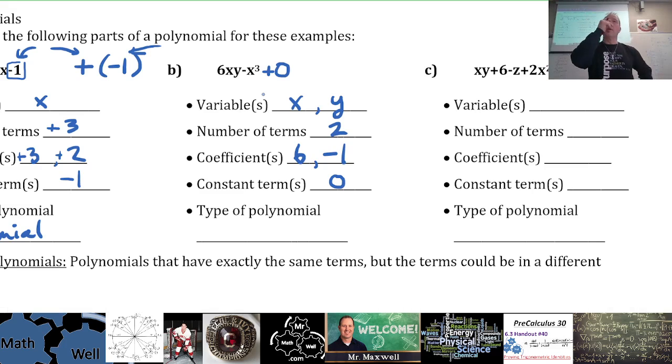A binomial. Okay. You guys agree with that? Okay, let me just play the advocate here. I see 1, 2, 3 terms here with plus 0. Does that make it a trinomial? Anybody think it might be a trinomial? You're like, I don't know. Not me. I don't know.